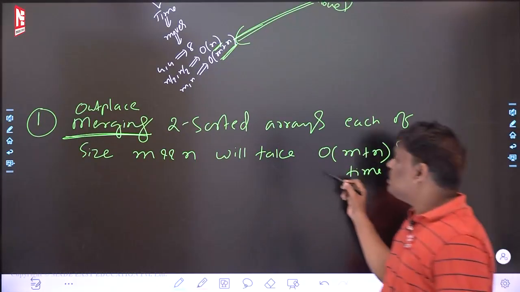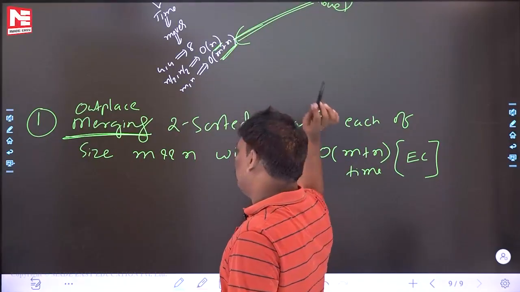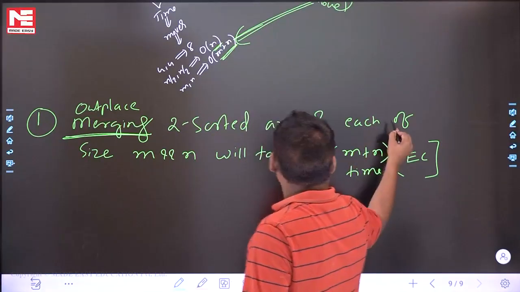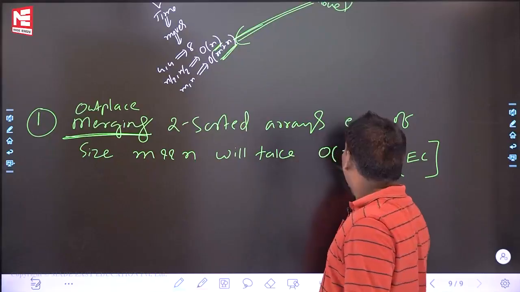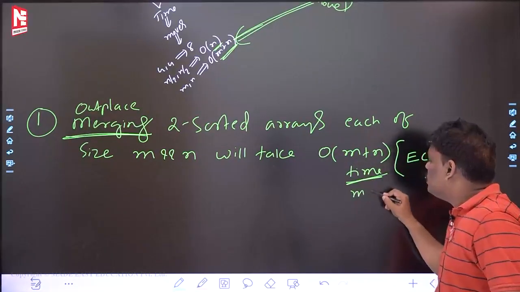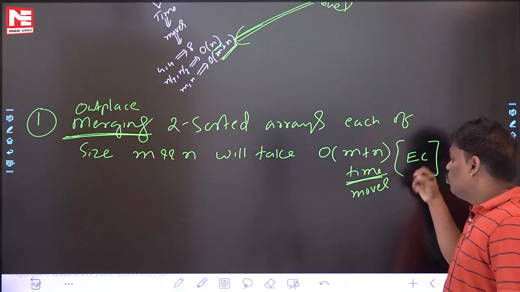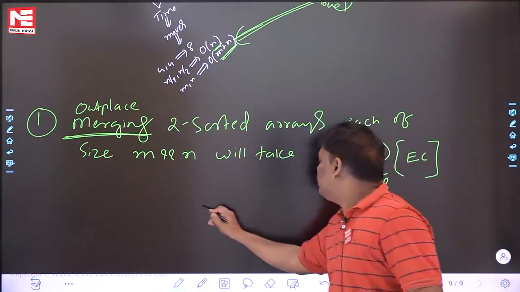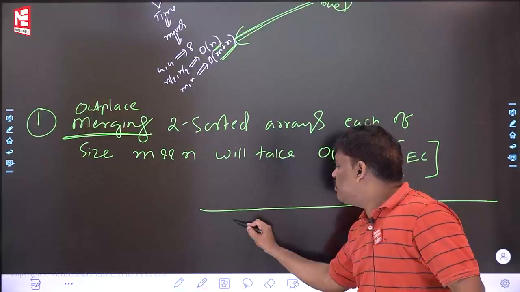But what about comparison? Time complexity means moves only. Outplace merging of two sorted arrays of size m and n will take order of m plus n time. Time means what? Moves only. Please be careful. Time means moves because moves are more. Can you say how many comparisons? Only for name's sake, how many comparisons?